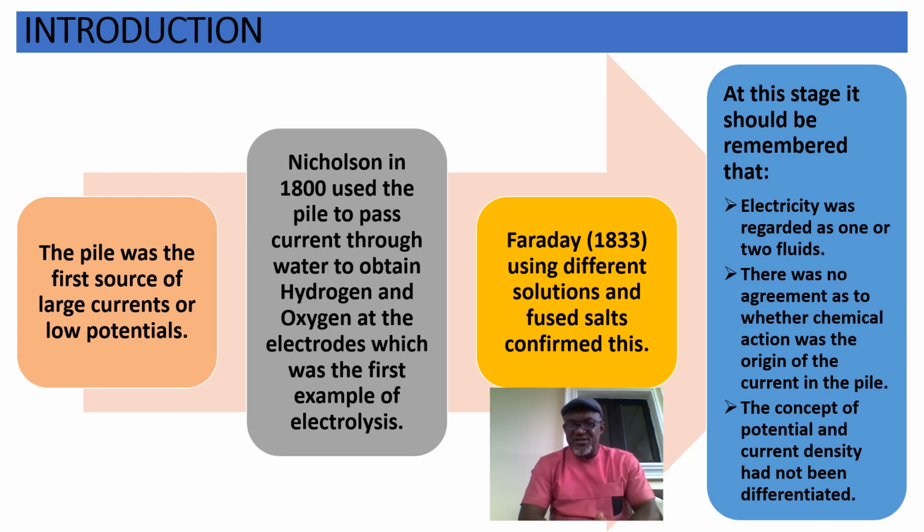Now, but at that stage, there were so many things that were not clear. For instance, electricity was regarded as one or two fluids, so people didn't know exactly what was happening. There was no agreement whether chemical reaction was there and so on. So all these things, as time went on, are things that experiments were beginning to make a little clear.